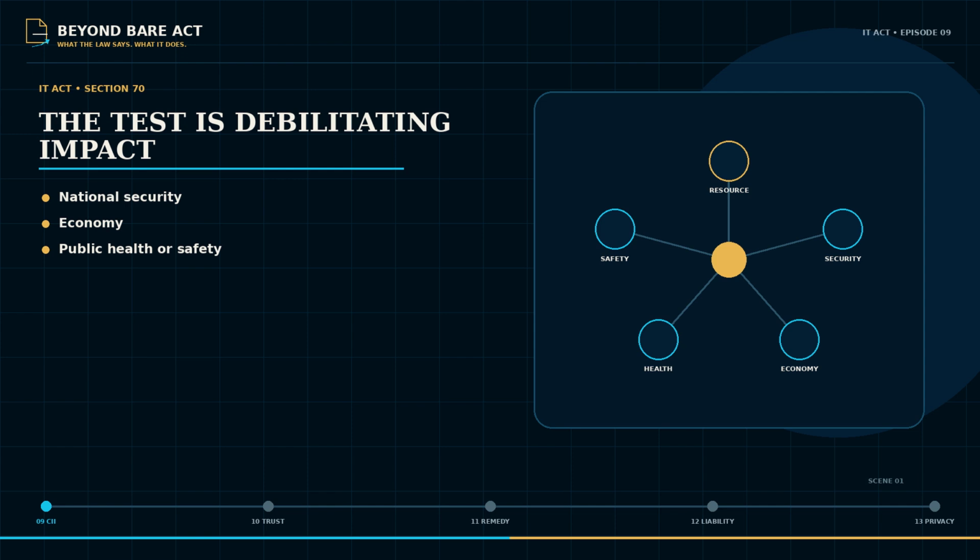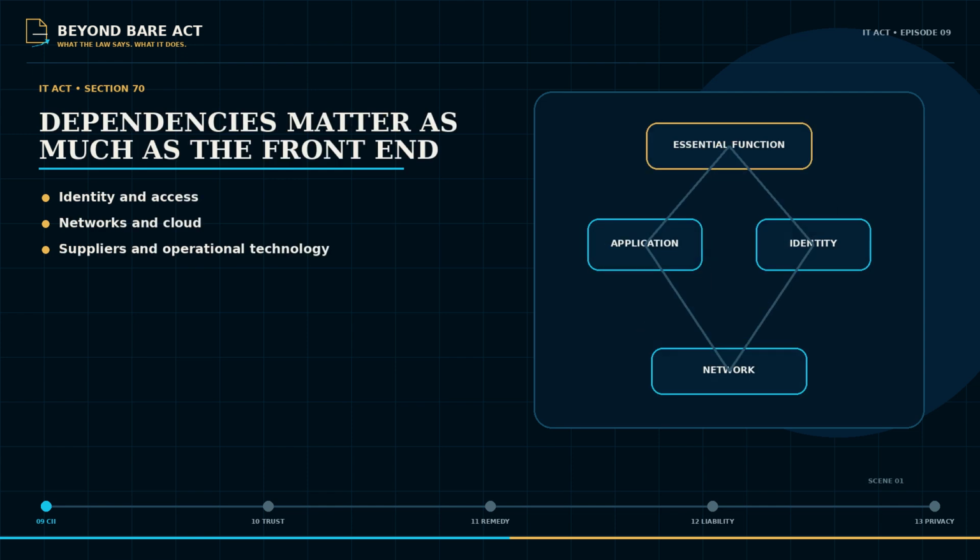A computer resource is also broader than a visible website. The Act's terminology can reach computers, systems, networks, data, databases, and communication devices, depending on the precise provision and facts. In a real assessment, the front-end application may be only the easiest thing to see. Authentication services, network links, cloud control planes, operational technology, update servers and specialist suppliers can be dependencies of the essential function. That makes mapping important, but it does not permit us to invent a legal classification.